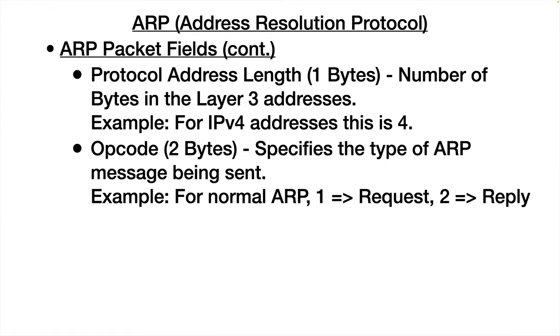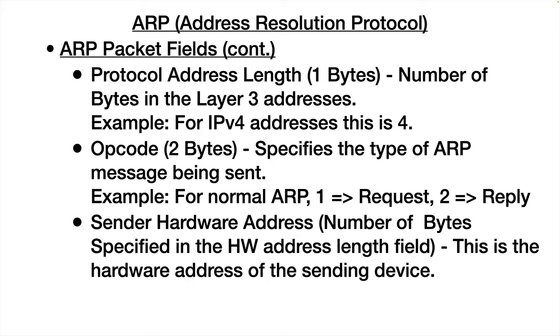We then have an opcode that specifies the type of ARP message being sent. For normal ARP, 1 implies this is an ARP request, that is, I'm asking for somebody's MAC address. A 2 implies that it is the reply. So somebody asked me for my MAC address and I am sending it to them. So we have kind of a request-reply situation that we discussed.